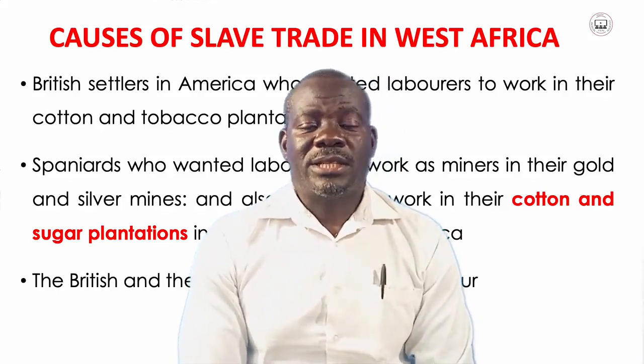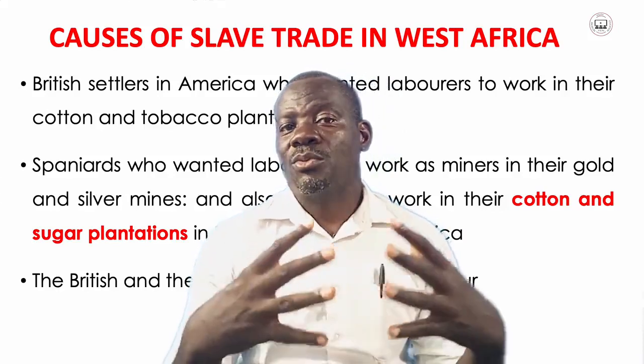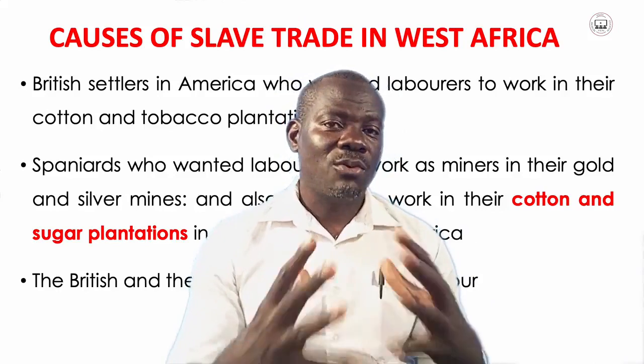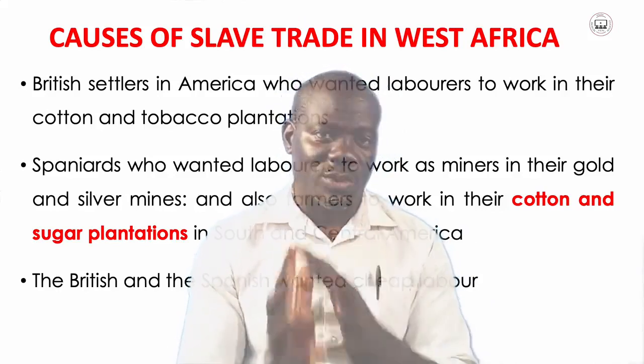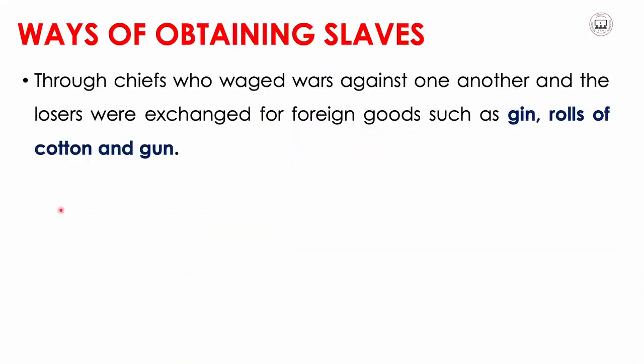This time around, let's look at the ways how slaves were obtained. How were they obtaining slaves in West Africa? So there were a number of ways. Number one is through chiefs who waged wars against one another, and the losers were exchanged for foreign goods such as gin, rolls of cotton, and guns.